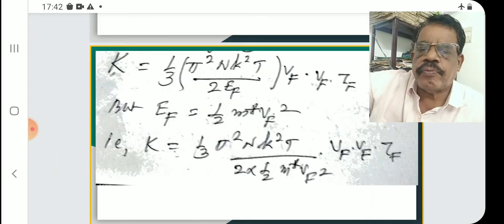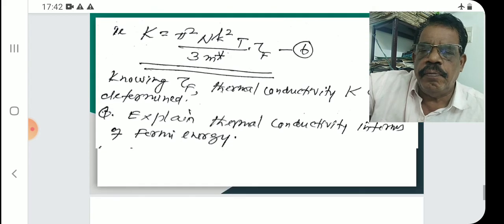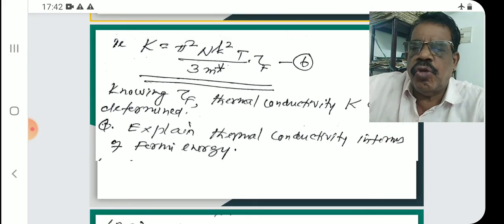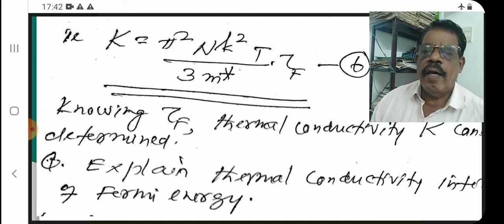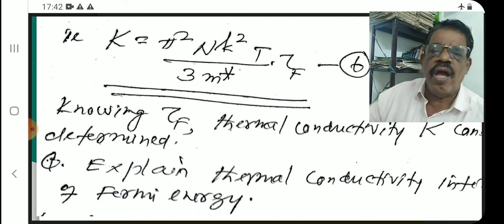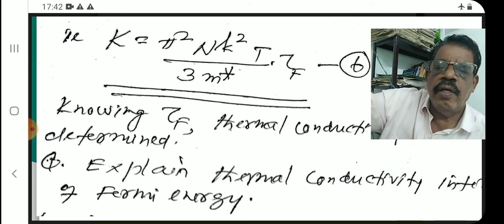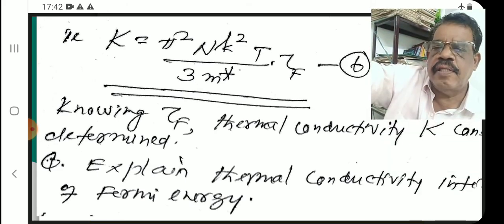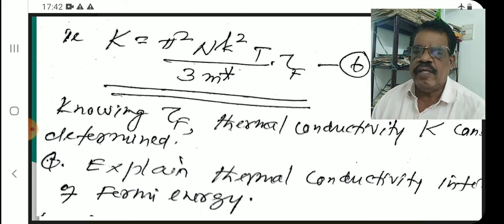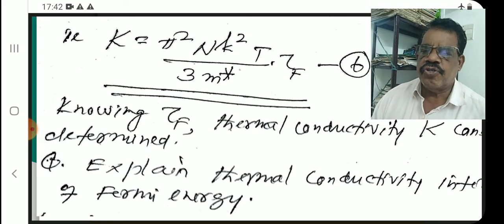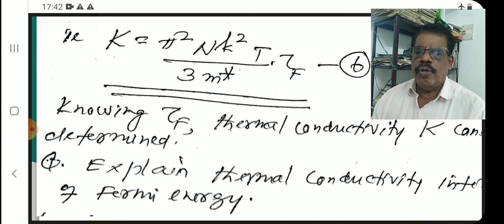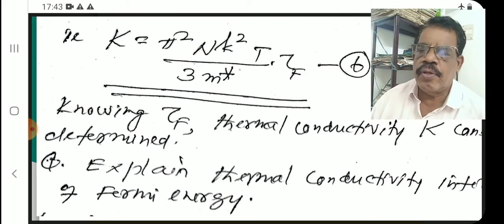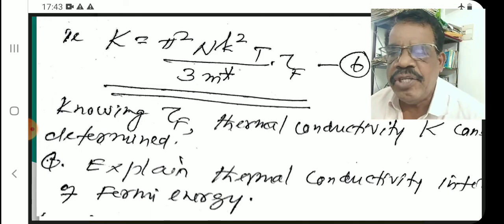We get a simplified equation. That is K is pi square n k square T by 3m star into tau F. VF square is cancelled. Equation number 6. This is an important equation, and this is the expression for thermal conductivity, especially in insulators. Knowing tau F, knowing the Fermi time, the thermal conductivity K can be determined.